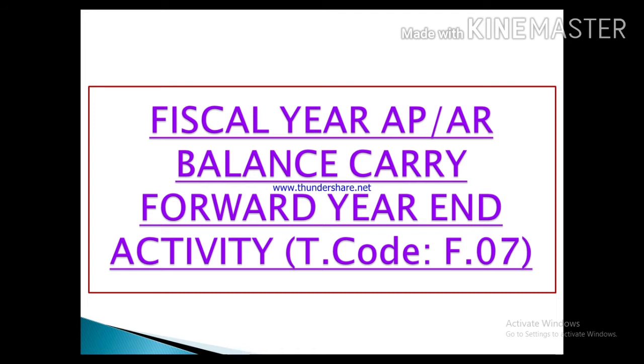So let's start today's session. Friends, the T code to carry forward the balance for your AP and AR is F.07. In F.07, we can carry forward the AP or AR balance into a new fiscal year. So let's see how to perform this activity. This is one of your year-end activities.